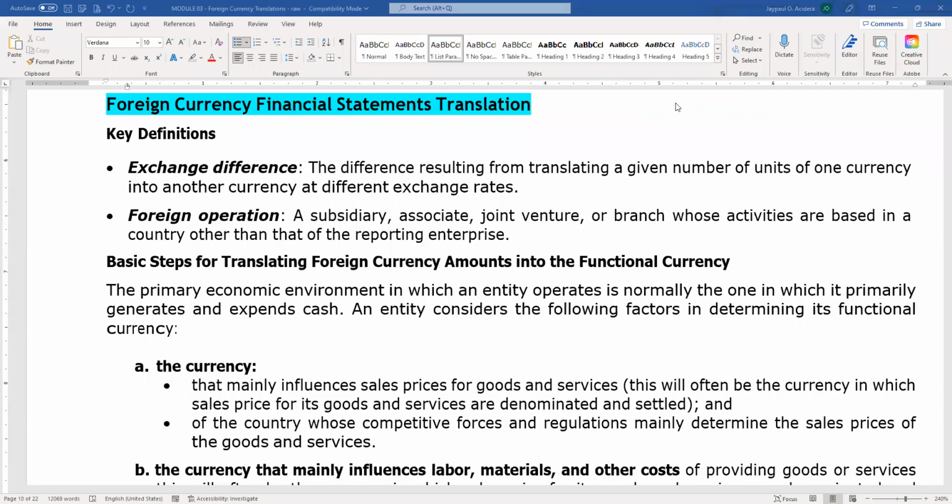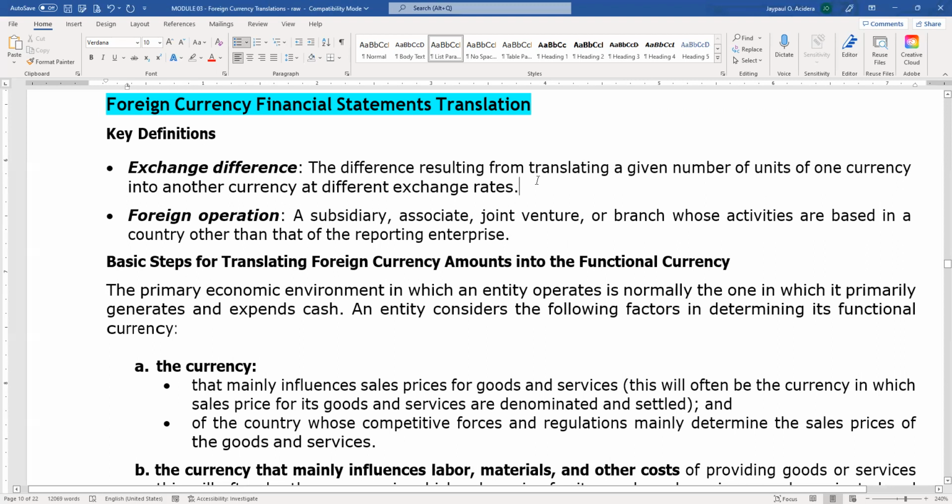Foreign currency financial statements translation will be our module 3 for the prelim period. As compared to the previous discussions, we are still dealing with foreign currency. However, this time, we're going to deal with financial statements as a whole as compared to just per transaction. We're going to translate the entire financial statements based on two methods.